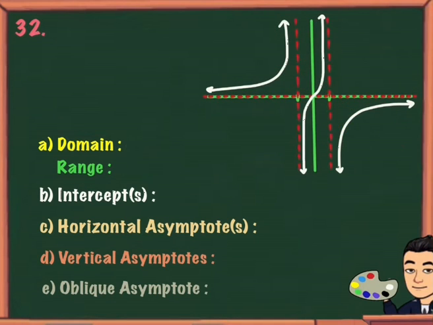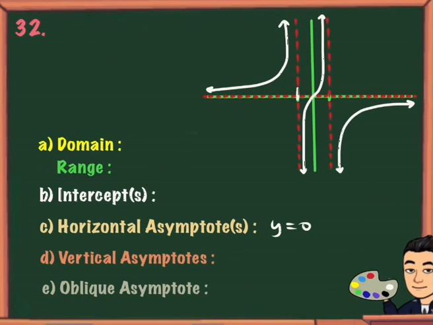All right, so number 32. We're going to start with the horizontal asymptote. So it's going to be right here. This is where y is equal to 0. And the vertical asymptotes, we got 2 of them.